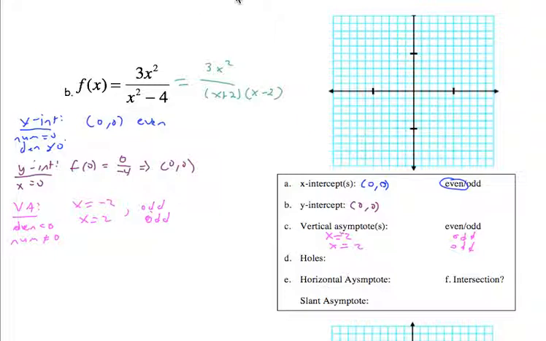In terms of holes, we are looking for values that make the numerator and denominator both 0. So holes, we have no common factors between numerator and denominator, so we have none. So no holes here. Infinite asymptote, we're going to compare the degrees of the numerator and the denominator.